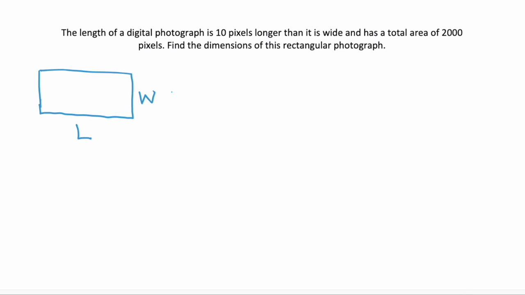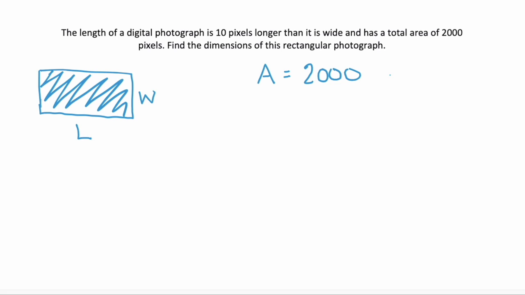And we know that the area, or the whole shaded image, equals 2,000 pixels. We also know that the formula for area is equal to length times width. And what else do we know about the length or the width? We know that the length is 10 pixels longer than the width. So the length equals the width plus 10. It's 10 longer than the width.